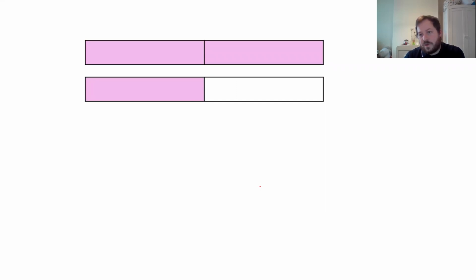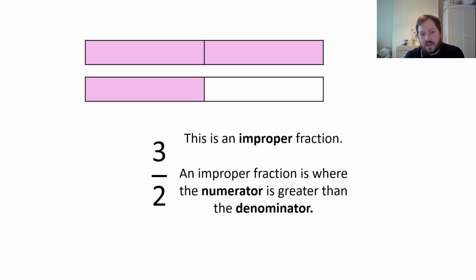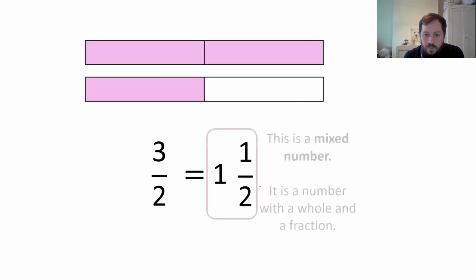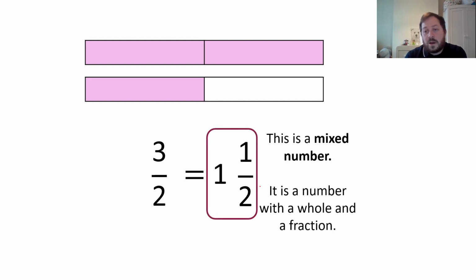So just a quick recap on what an improper fraction is and a mixed number. This would be 3/2, and this is an improper fraction as the numerator is larger than the denominator. If we were to change that to 1 and a half, this is the mixed number, which has a whole number and a fraction, and that's why they're called mixed numbers.